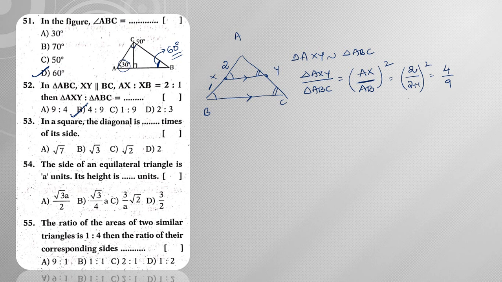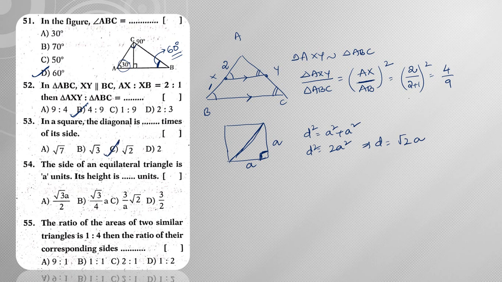Next, in a square, the diagonal is dash times its side. Now if you observe, this is a square, and this is the diagonal. Suppose this side length is A, then this side length is also A, and this is a right angle triangle. Now the diagonal is nothing but the hypotenuse of this right angle triangle. So to find the hypotenuse, we can make use of the Pythagoras theorem. From that, diagonal square is equal to side square plus side square, which is equal to 2 times side square. So from this, diagonal D is equal to root 2 times A. Hence the answer is root 2 times the side.